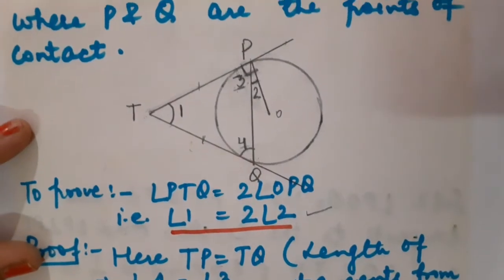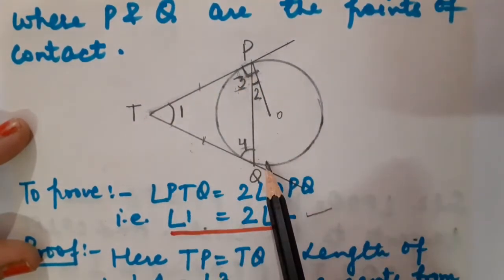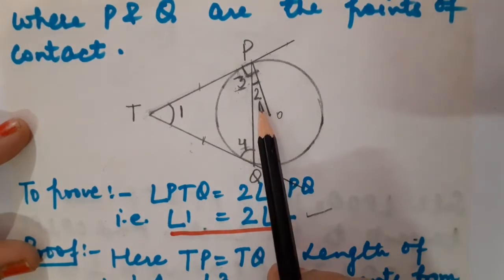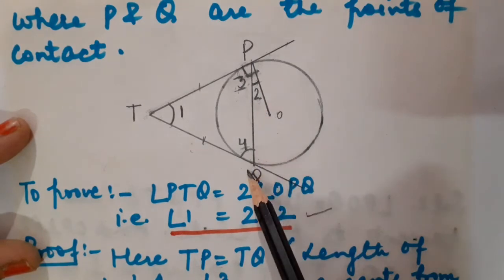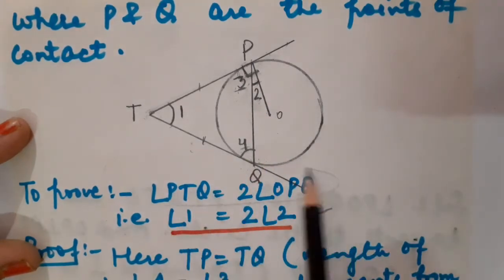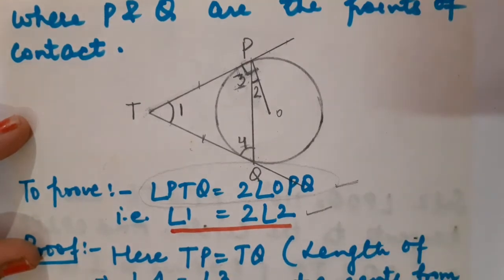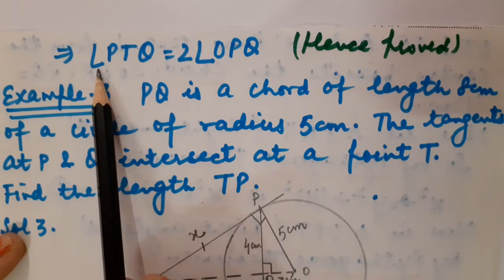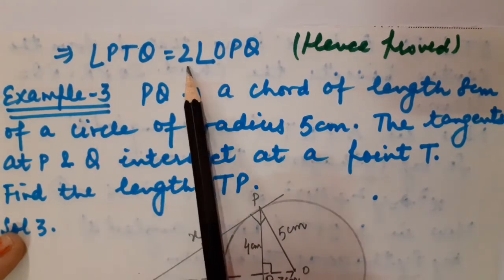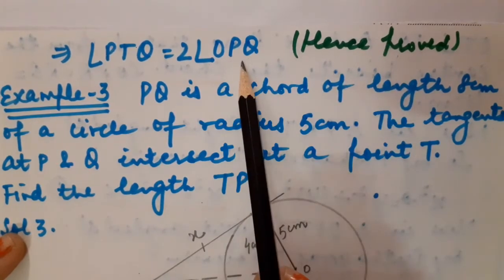So what is angle 1? Just look here in the diagram. Angle 1 is PTQ, which is equal to twice of angle 2, that is twice of angle OPQ. Shouldn't we want the same thing to be proved? So we have proved it. Clear, children? So it implies that angle PTQ is equal to twice of angle OPQ. Hence proved. This is a very important question, children.